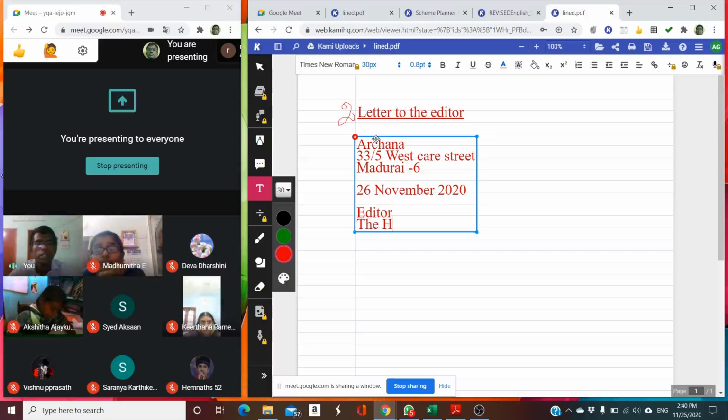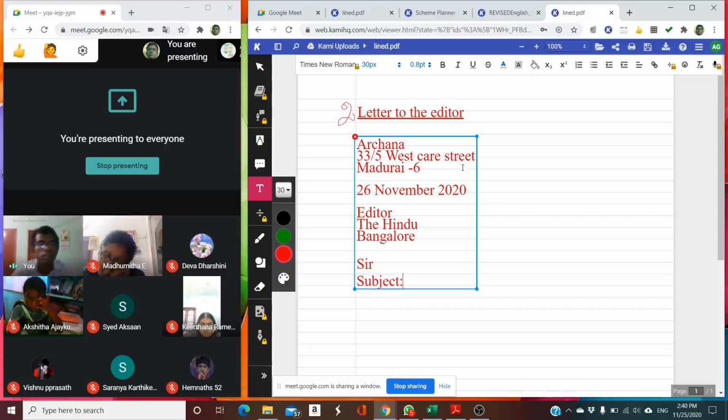Editor, the Hindu, Bangalore. Okay. After that you write the salutation. Then the subject. You can underline the word subject.